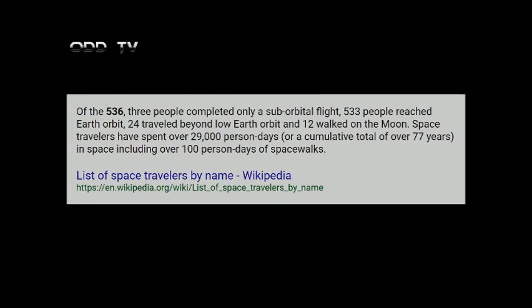See? Can't go past low Earth orbit. That equals can't get past the barrier, also known as the dome or the firmament. If you look up how many people have been to space, here's what you get. Of the 536, 3 people completed only a suborbital flight. 533 people reached Earth orbit, 24 travelled beyond low Earth orbit, and 12 walked on the moon. So it seems that the Apollo mission was the only one to ever get to deep space.